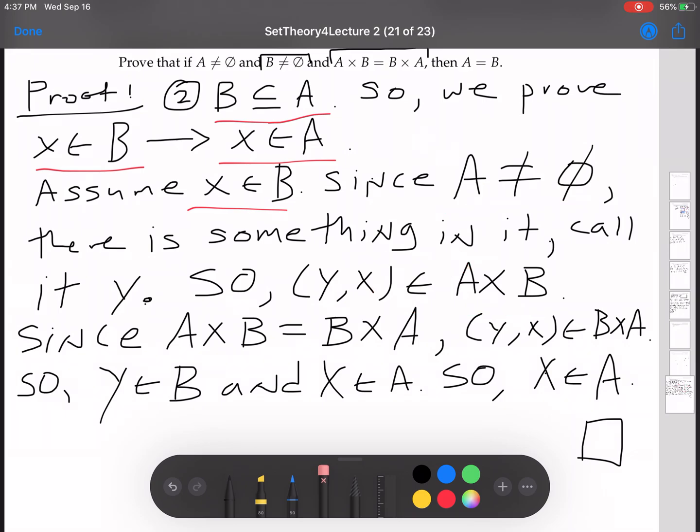But the thing to notice is that both directions are entirely similar. They're almost exactly the same, just rearrange the things. If you make all the B's into A's and all the A's into B's, then everything's exactly the same from 1 to 2. So in a real proof of this, someone might just say, for part 2, entirely similar.